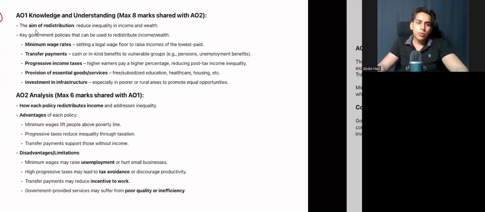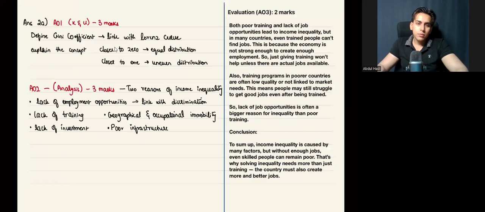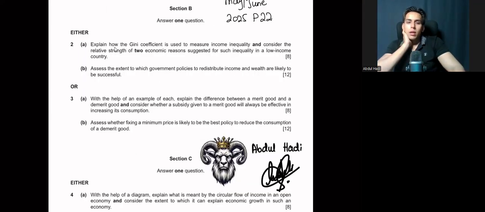All right, so let's move to part B of this question. Assess whether fixing a minimum price is likely to be the best policy to reduce the consumption of a demerit good. Now, Kaylin, in a question like this, where one policy is given by the examiner, and examiner is saying that assess whether this policy is a good policy, you always have to give an alternative approach as well. Like in this question, you will write about minimum price, but you also have to write about another policy which can be used to solve the problem of demerit good. Do you understand?